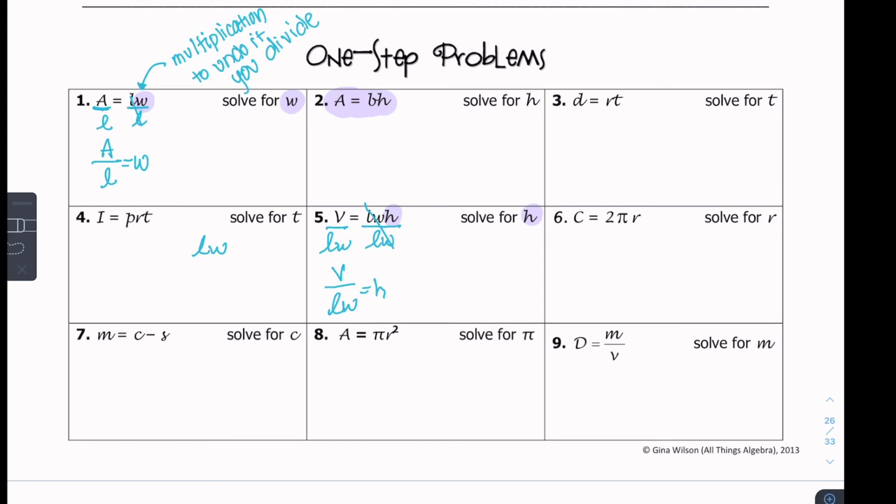So if a variable is capital, leave it capital. If it's lowercase, leave it lowercase. Don't change that. I want you to try 6.